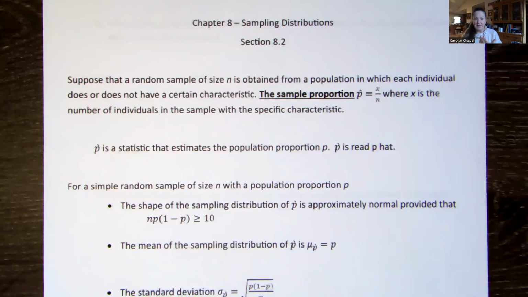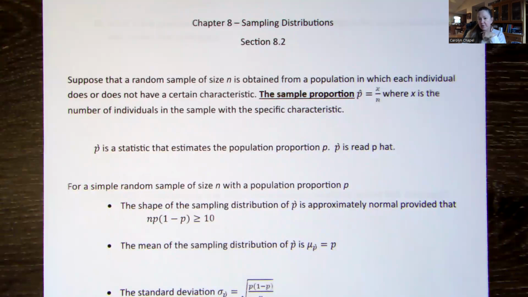So suppose we have a random sample of size n obtained from some population where individuals do or do not have a certain characteristic. Now, these individuals could be things as well. That's where we get this binomial feel, because binomial means we have a fixed number of trials, so n would be our number of trials. All of them are going to be independent from one another, since we have a random sample. And we have two outcomes: either they do or don't have this characteristic.